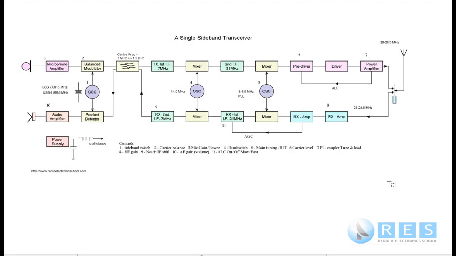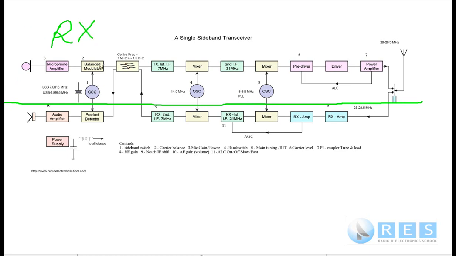On screen we've got the block diagram of a single sideband transceiver. You do not have to know this diagram, but I'm going to point out the parts that you should know. I'm just going to draw a line across the screen, because the top half is the transmitter and the bottom half is the receiver. And I've just drawn them off screen, so I'll redraw them so you can see them. This is the receiver, and the bottom one is the transmitter.